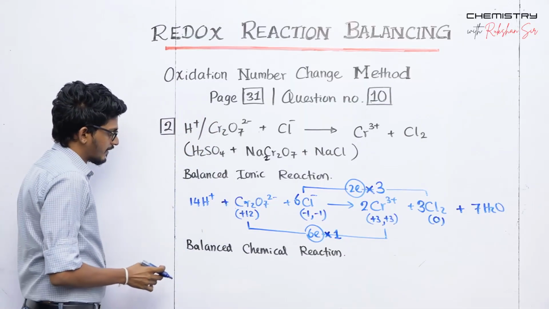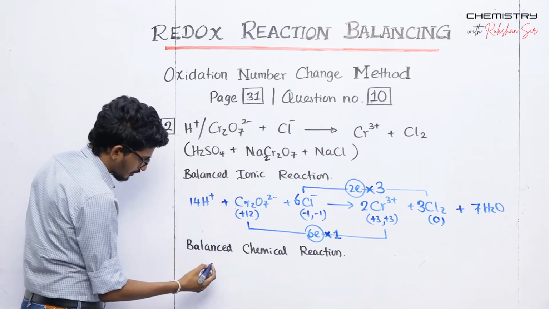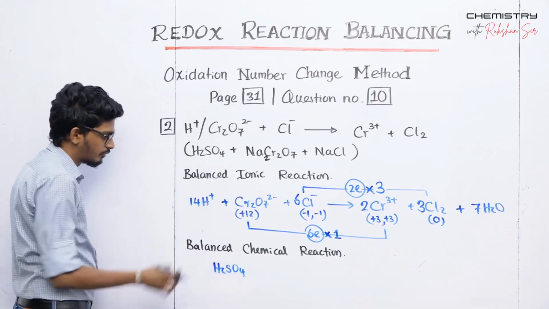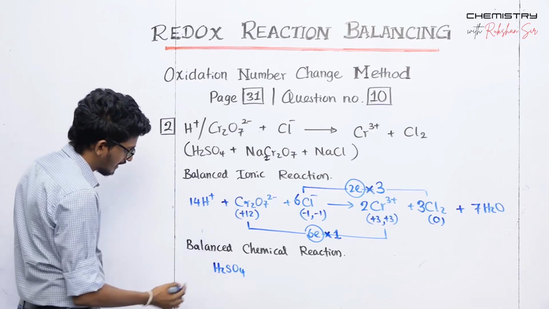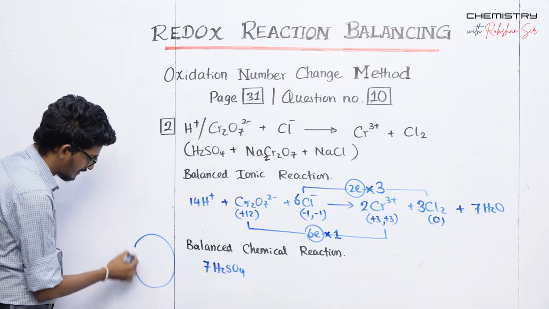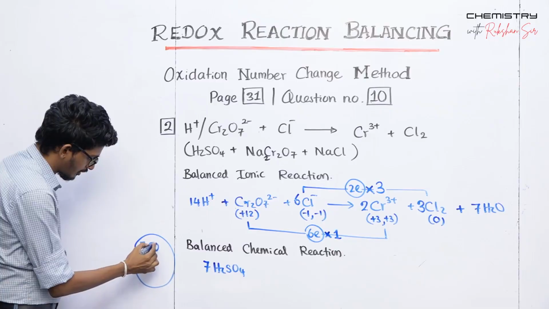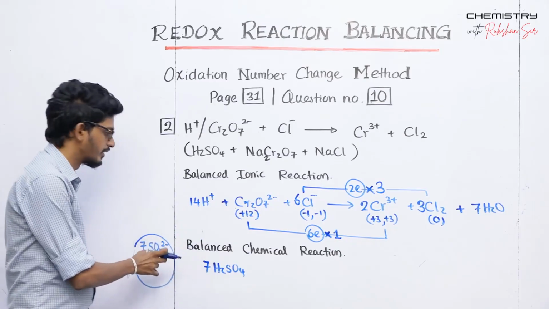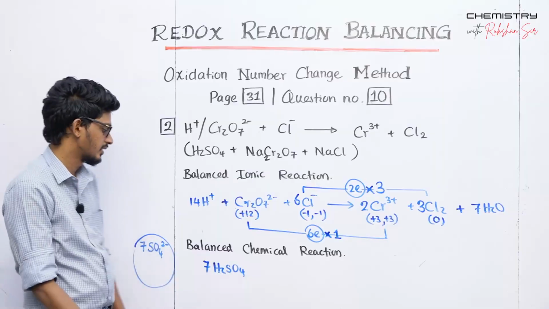So H pluses are provided by the H2SO4. So just write H2SO4. You need to come up with 14 H pluses. To provide 14 H pluses, 7 H2SO4 molecules are enough. So by hand, I have added 7 SO4 ions to the balanced reaction, right? So these things should be written at the next slide as well, right?